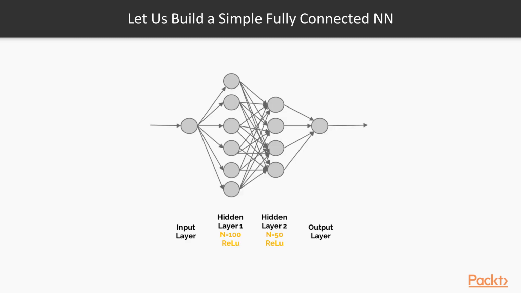Okay, so let's build a simple, fully connected neural network. This is a very simple neural network. It has two hidden layers. We're going to use 100 nodes in the first hidden layer and 50 nodes in the second hidden layer. The image just depicts the overall structure, but there are a lot more nodes than what's shown in the diagram. We're also going to use the ReLU activation for each of those layers.